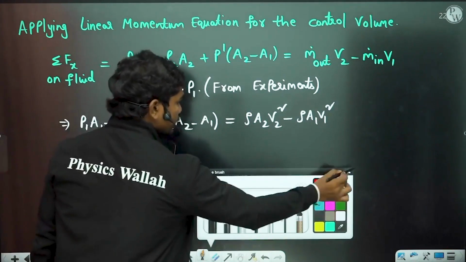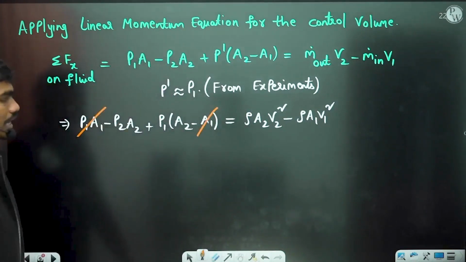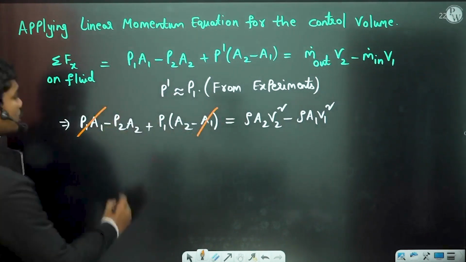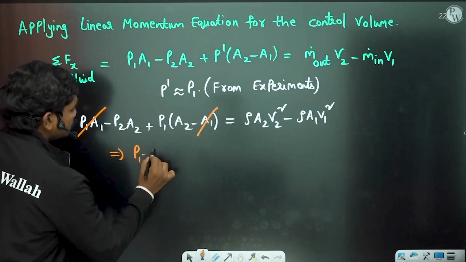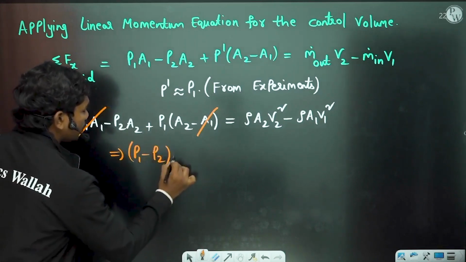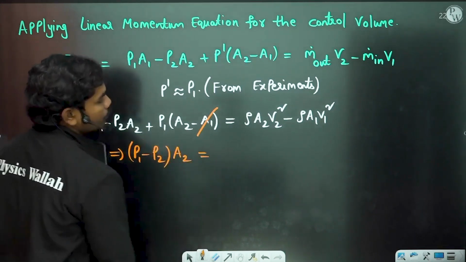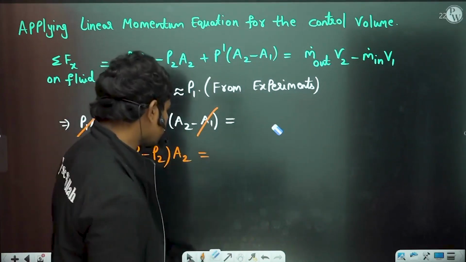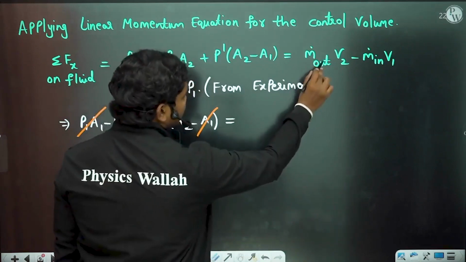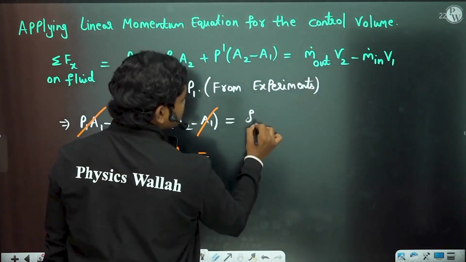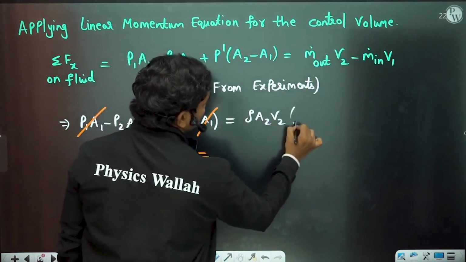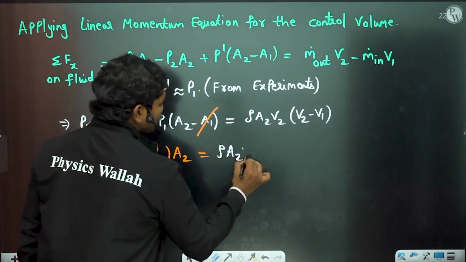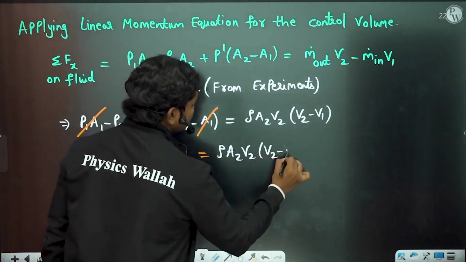Now you can simplify a few things. This P1 A1 gets cancelled because of this minus sign, correct? So we have P1 minus P2 times of A2. So P1 minus P2 times of A2 is equal to, let us do one thing, instead of writing it this way, because I want to cancel some terms, let us write it as m dot times of V2 minus V1. That m dot, let us write rho A2 V2 times of V2 minus V1.